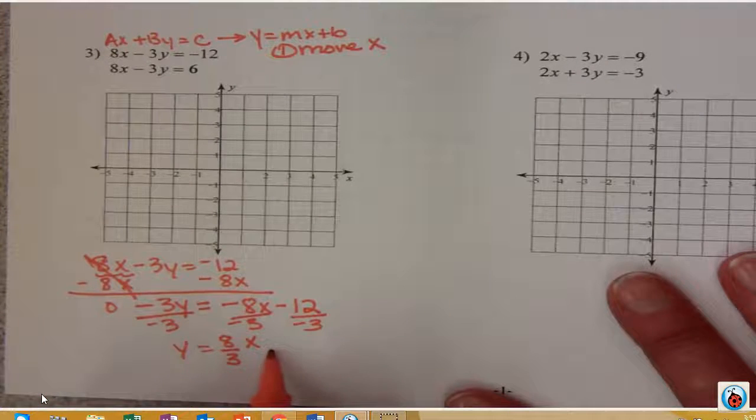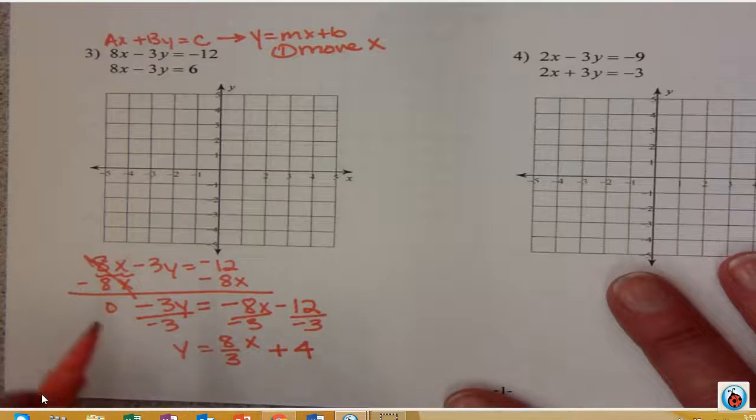Negative over negative is a positive. 12 divided by 3 is 4. So we're going to keep this in fraction form because this is my rise, this is my run. When I talk about rise over run, what I'm saying is this is the difference in my y numbers, this is the difference in my x numbers.